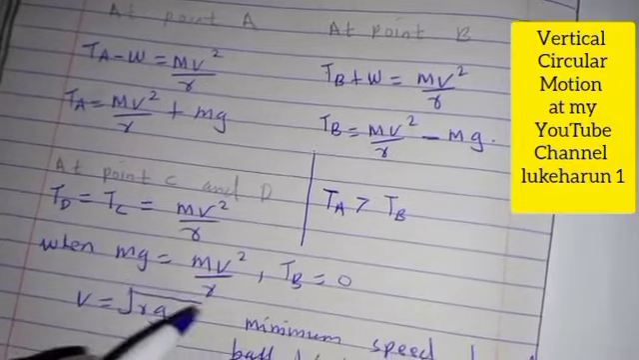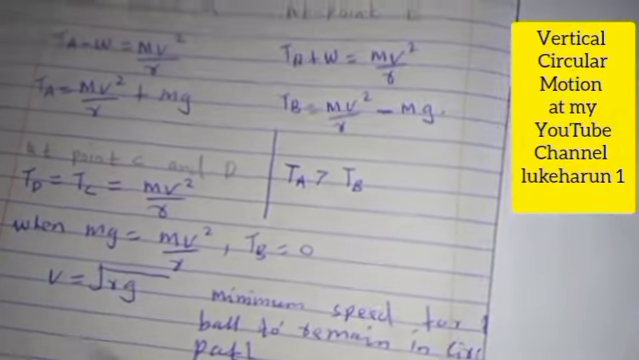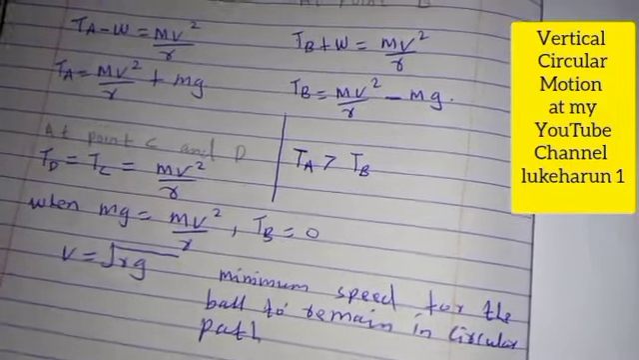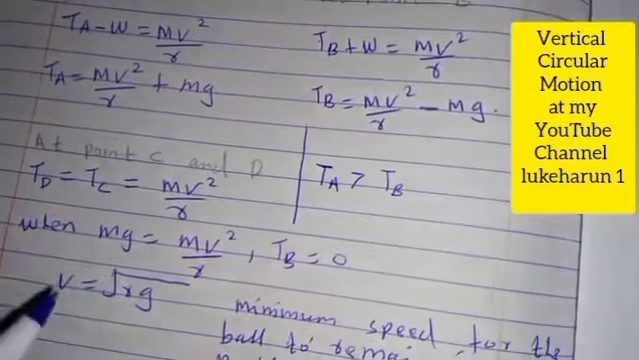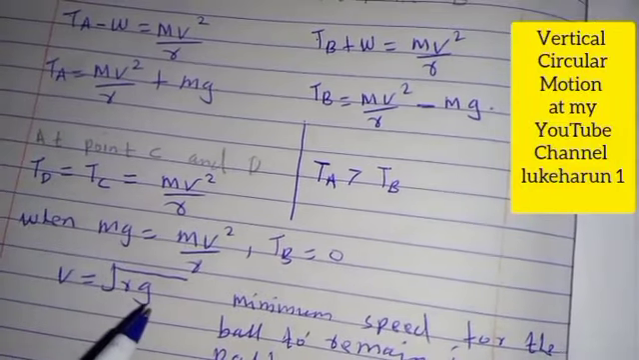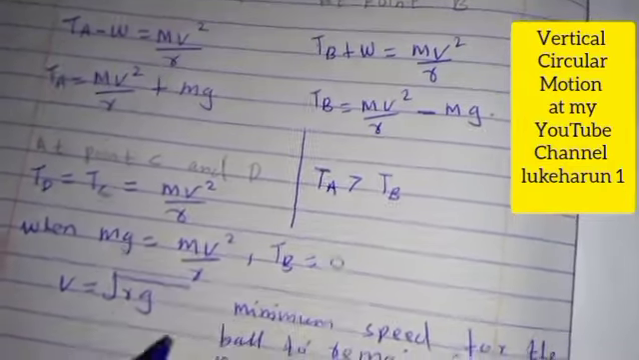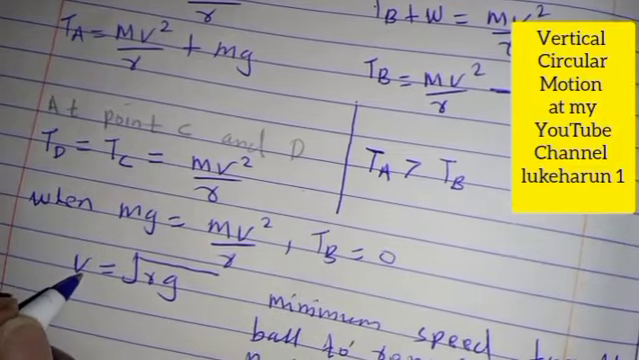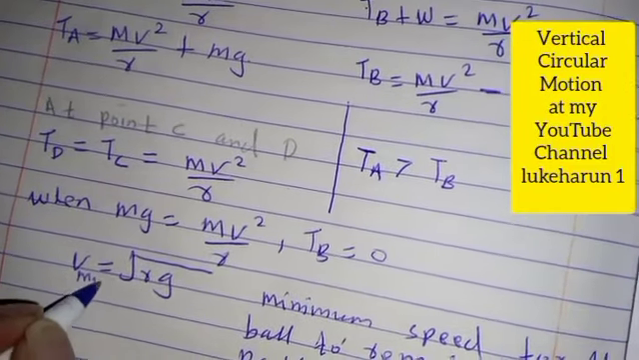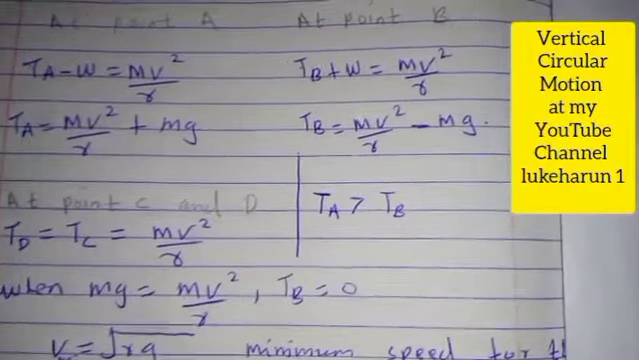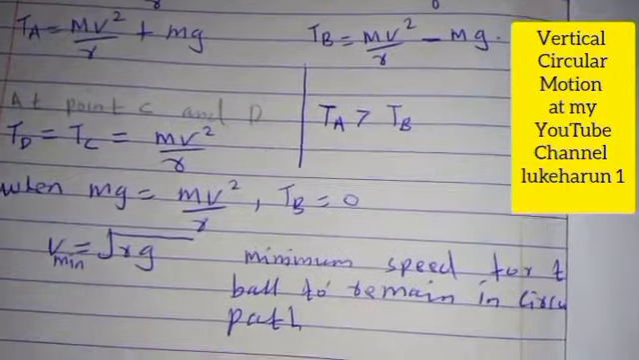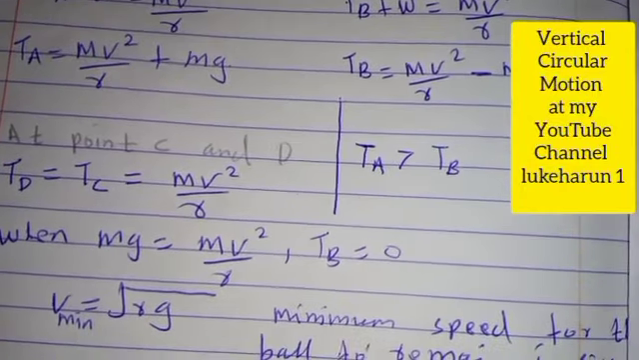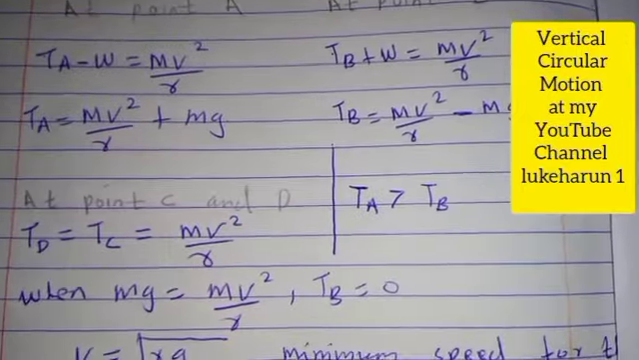Now from this we can obtain the minimum speed for which the ball will remain in the circular path, and that minimum speed is given by the square root of r times g. So this is v minimum, the minimum speed at which the ball will remain in a circular path. In case the speed is less than that, then our ball is not going to stay on a circular path.